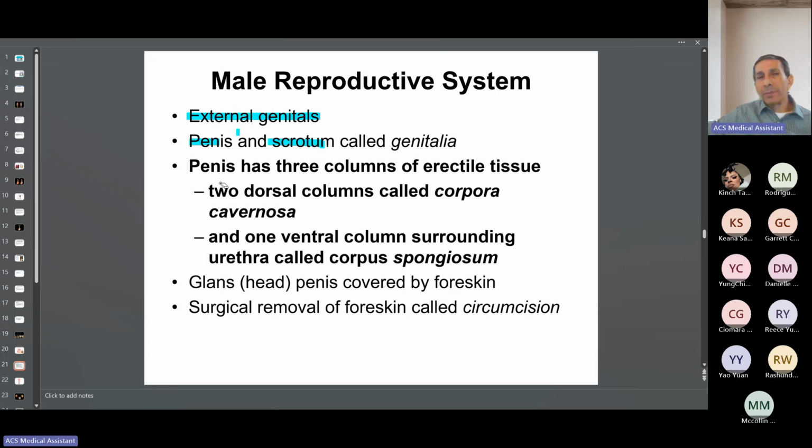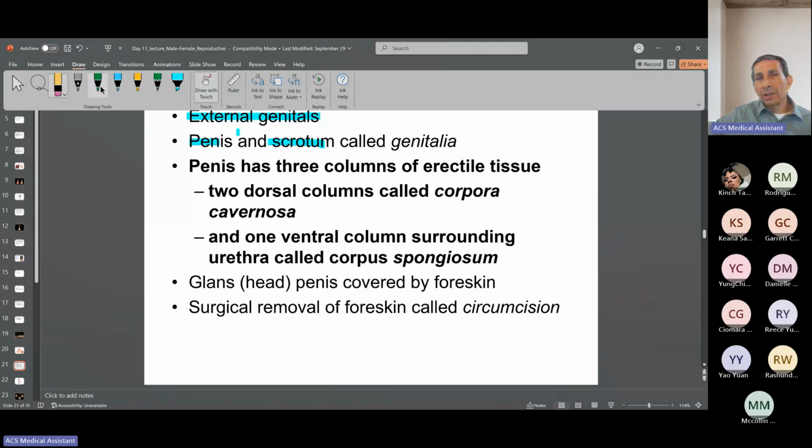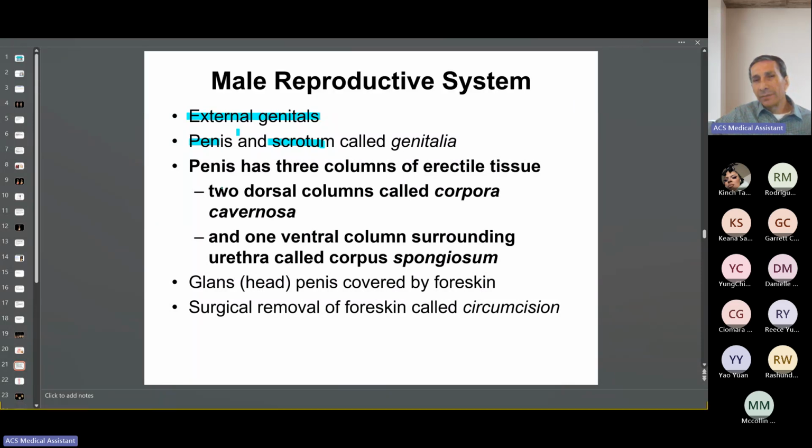For those who already took medical terminology, remember directional? Here we have two dorsal. Dorsal means on the back, and one ventral. Ventral, in the front. The dorsal ones are called corpora cavernosa. The corpora cavernosa is like a sponge. That's what is called erectile tissue.